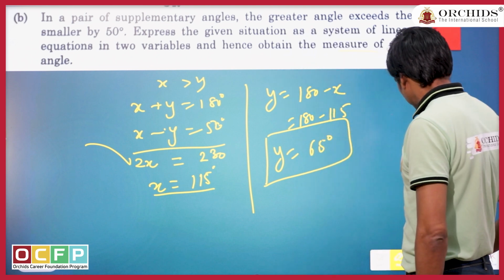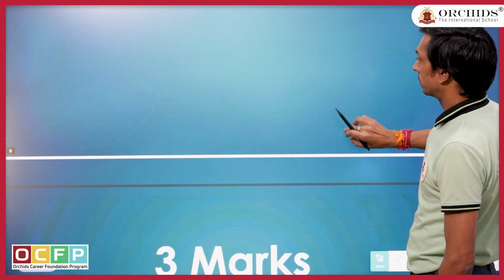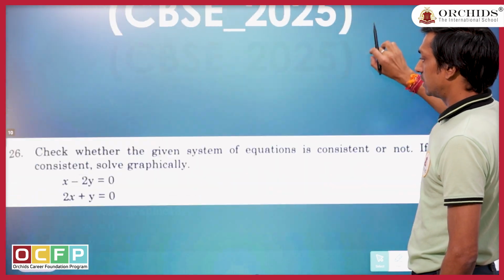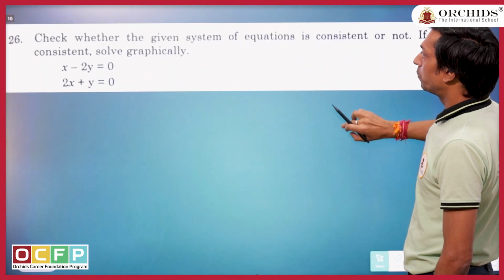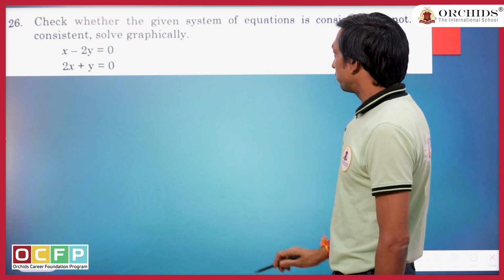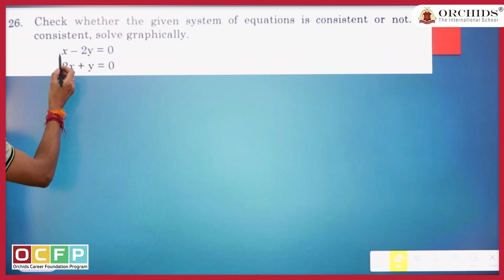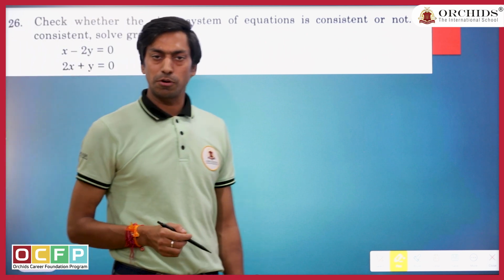So the next question is, now we have section C. We are moving to the 3-mark questions. In the first question, they are asking us to check whether the pair of equations is consistent or inconsistent. For consistency or inconsistency, we have to look at the coefficient ratios.